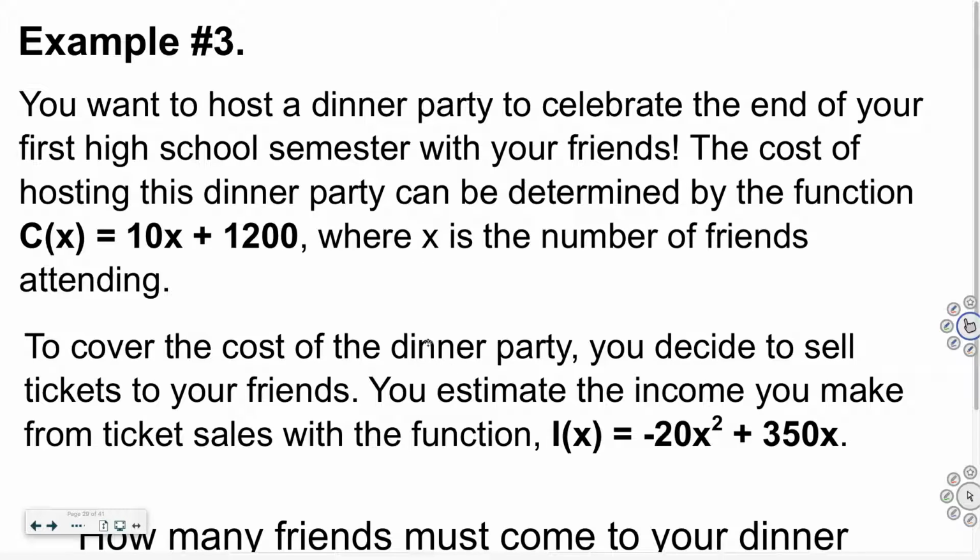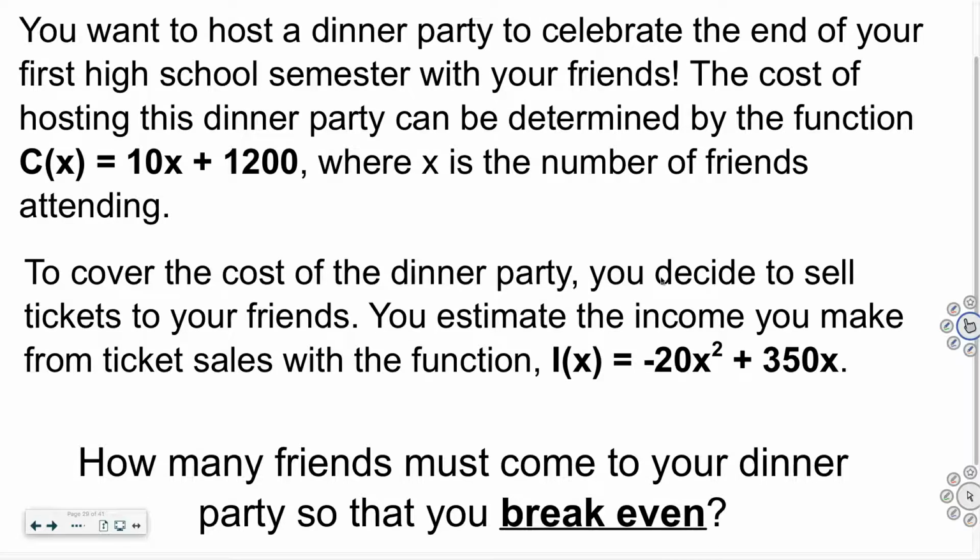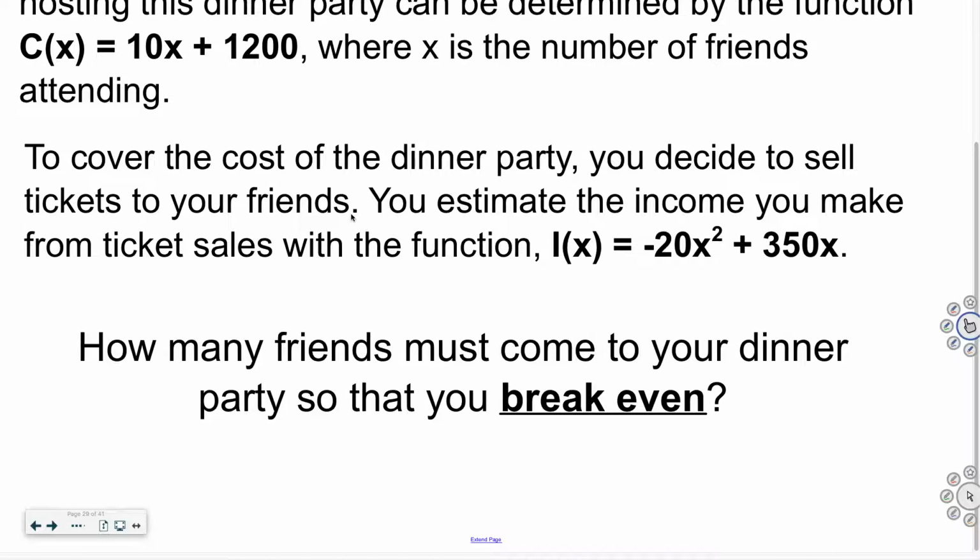Up next, example 3. You want to host a dinner party to celebrate the end of your first high school semester with your friends. The cost of hosting the dinner party can be determined by the function c of x equals 10x plus 1200, where x is the number of friends attending. To cover the cost, you decide to sell tickets to your friends. You determine that the income you will make from ticket sales is I of x equals negative 20x squared plus 350x. How many friends must come for you to break even?